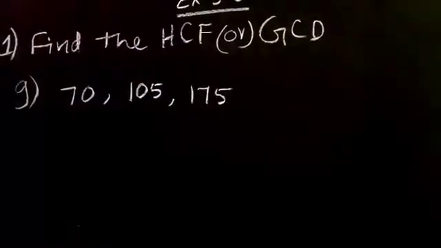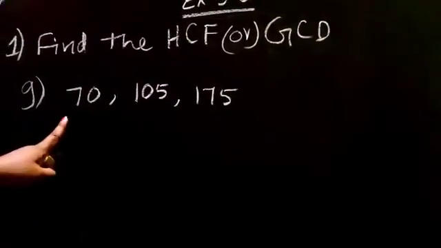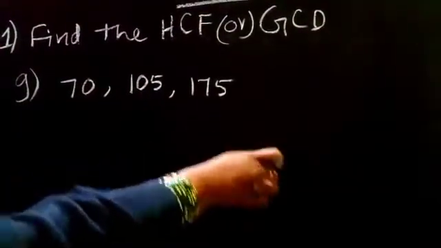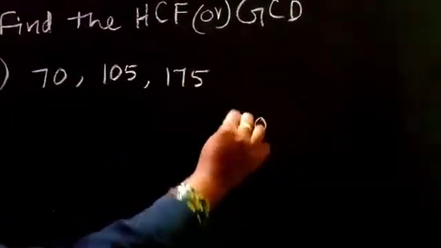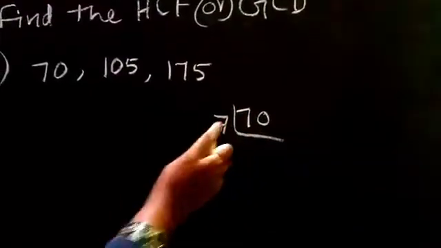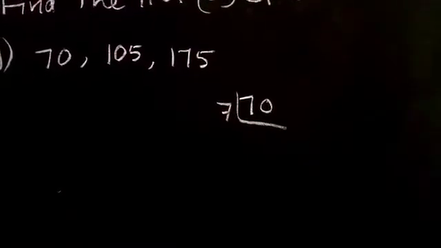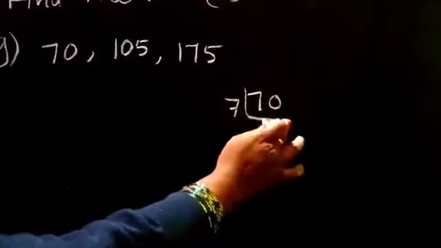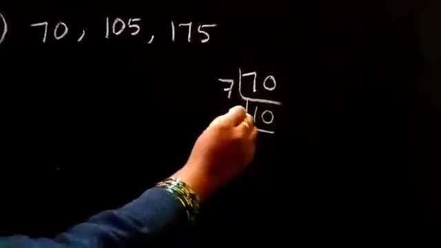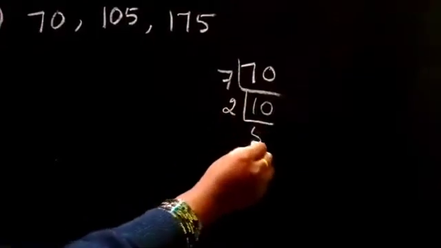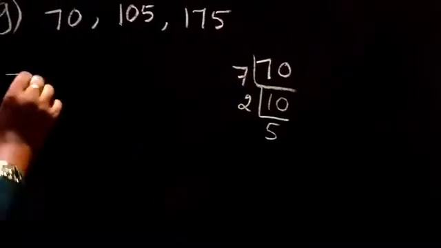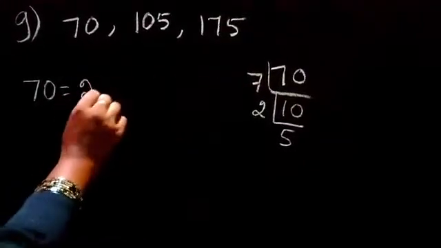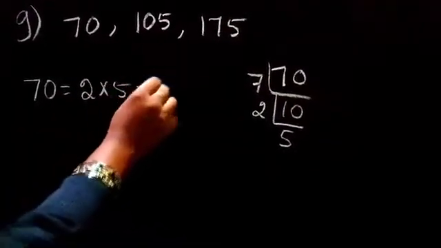Now they have given G sum, 3 numbers: 70, 105, 175. So 70 can be divided by the 7th table, because 7 also is a prime number, so we can divide. 10 times: 10 into 7 is 70. 10 can go in the second table, 5 2s are 10. So 70 can be written, arranged, as 2 into 5 into 7.